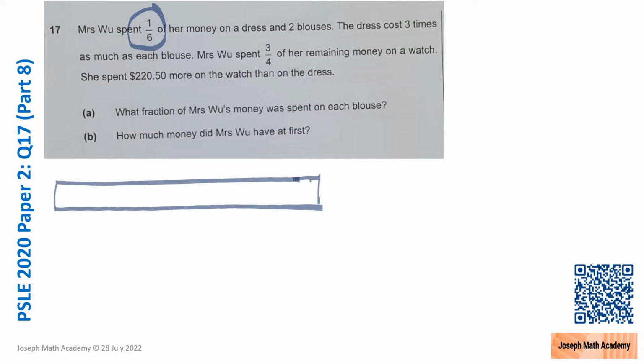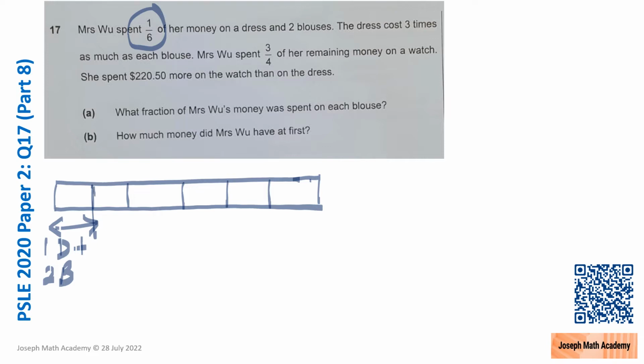Right, so this is the model. I'm going to cut it into 6 total parts because of the denominator 6. So the denominator 6 represents the total units of money Mrs. Wu had in her wallet at first. And 1 unit was spent on 1 dress and 2 blouses. Okay, 1 dress and 2 blouses.